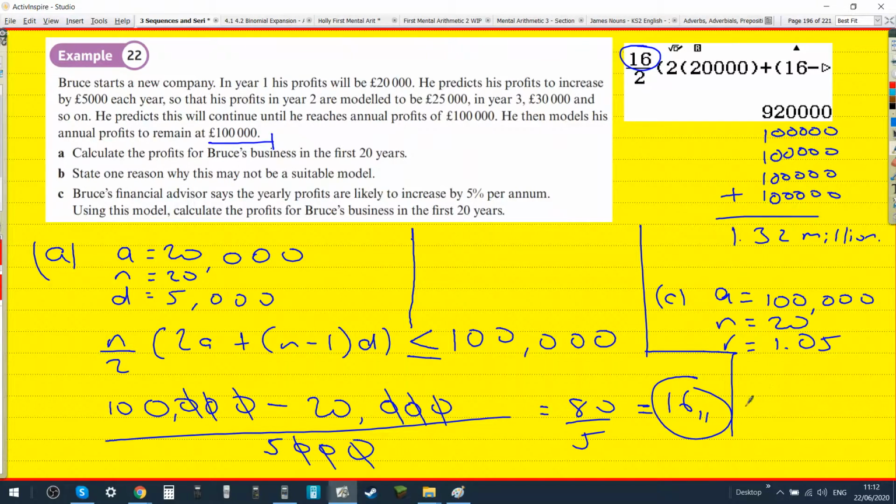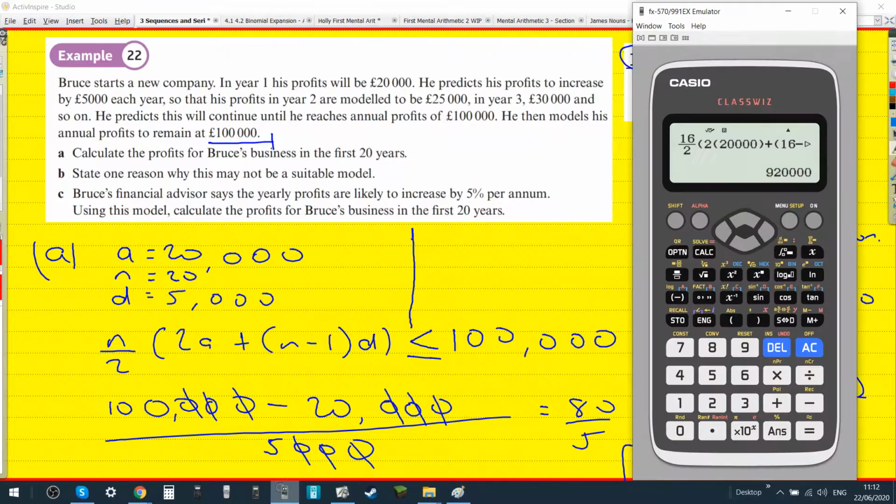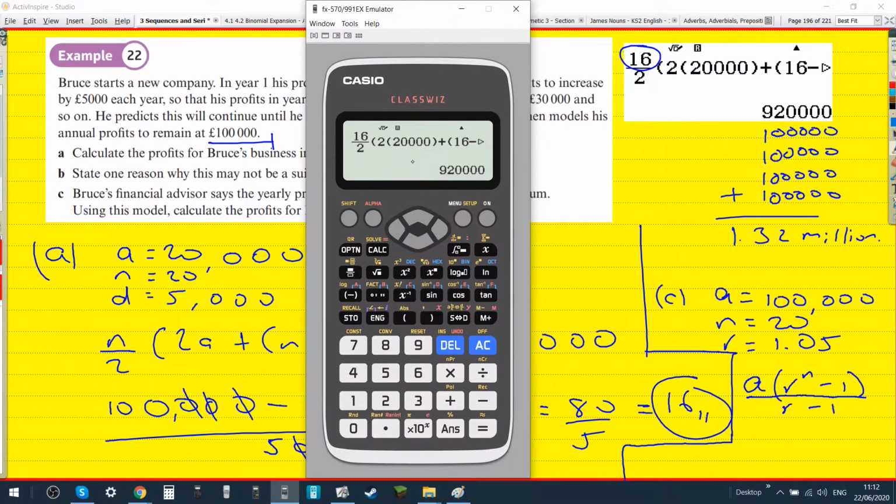Yeah. So what you got was year 20. We wanted the sum, like what they would all be added up. Do you remember that one? Is that like something like A(R to the N minus one) over R minus 1? Yeah, I think it's R minus 1. So let's try it. Wait, whoa. A was 20,000, wasn't it? My mistake.